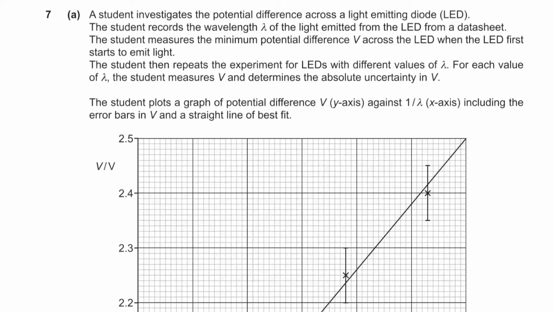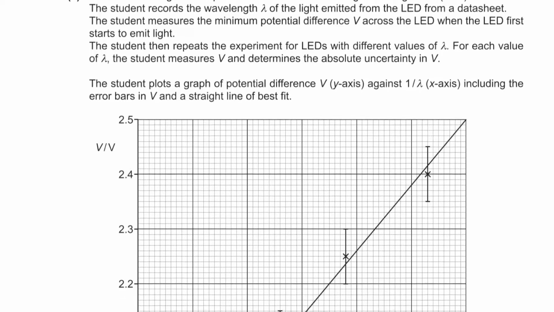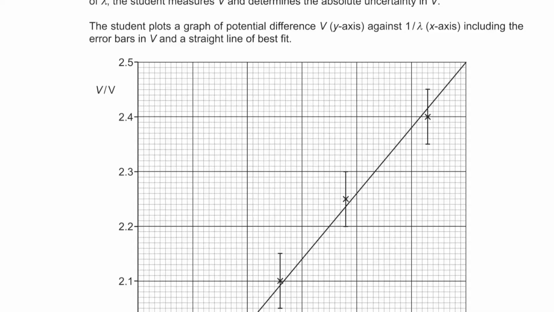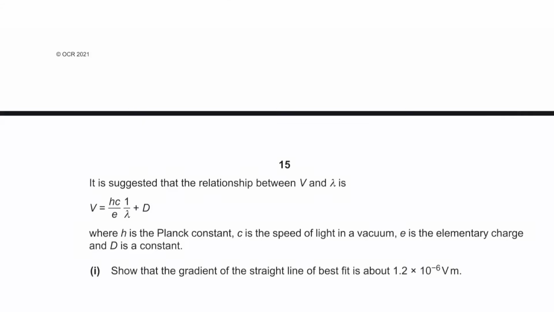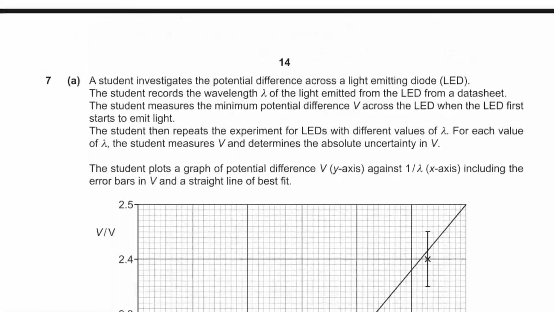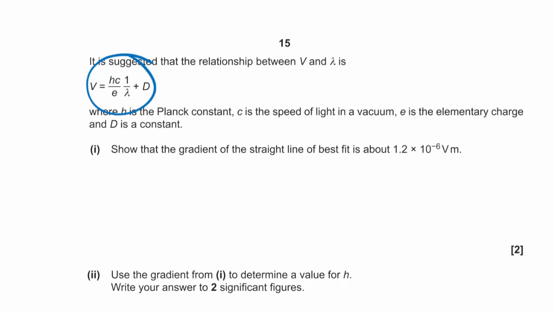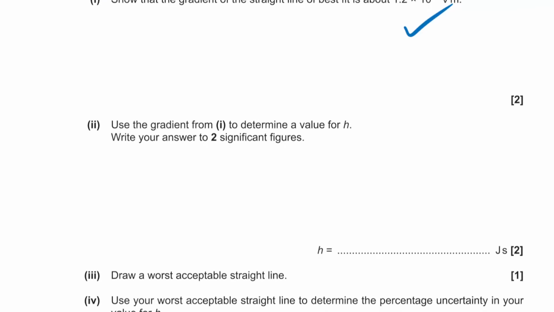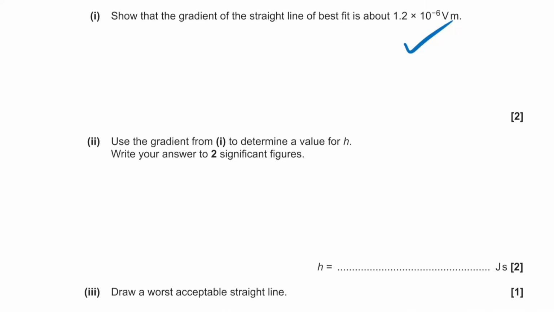Question 7, here we have, looks like photoelectric effect. Yes, an LED is still similar to photoelectric effect. Or is it just energy of photons? Maybe it is just energy of photons. Okay, we have this graph. We have this relationship. D is a constant. Show the gradient of the straight line of best fit is about that. So you're just going to make a gradient. I actually have to show you guys how to do that. Use the gradient from 1 to determine a value for h. Write your answer to 2 sig figs.